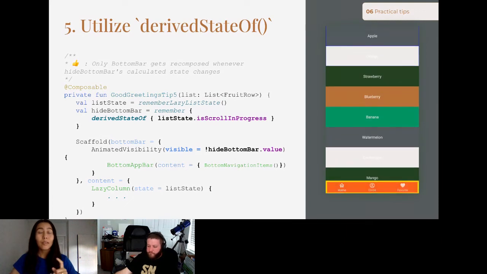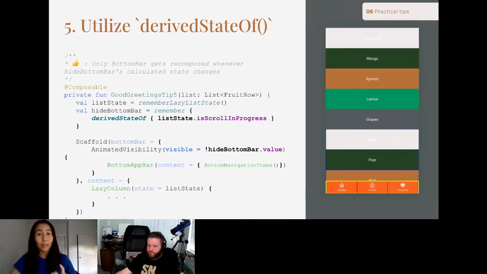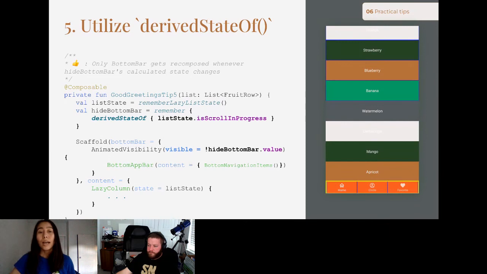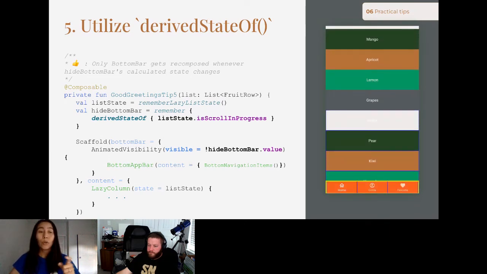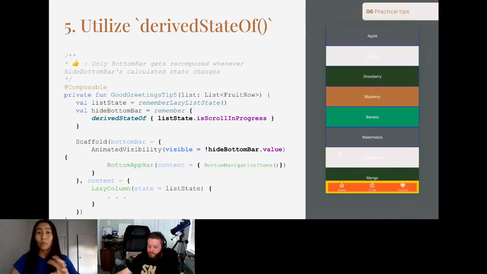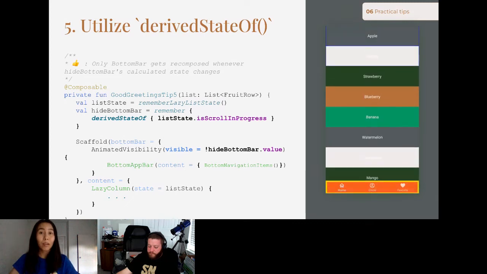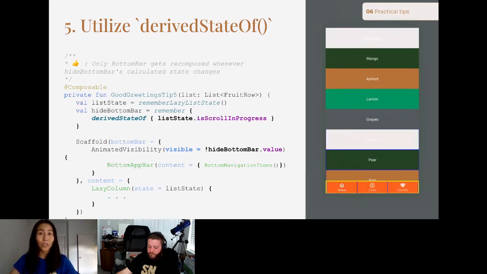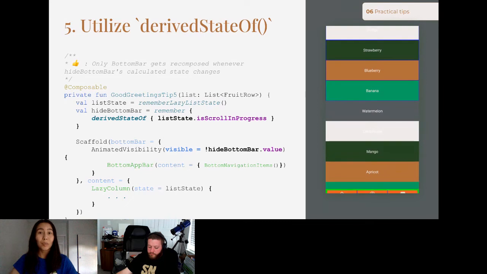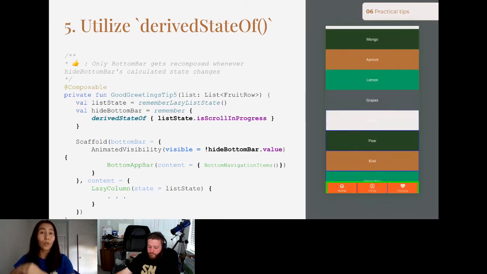As you see, this is a very frequent change happening within the list state itself. And if we don't wrap the height bottom bar with the right state of, what happens is our bottom bar keeps getting recomposed on every frame change, and all these changes keep getting scheduled over and over again.